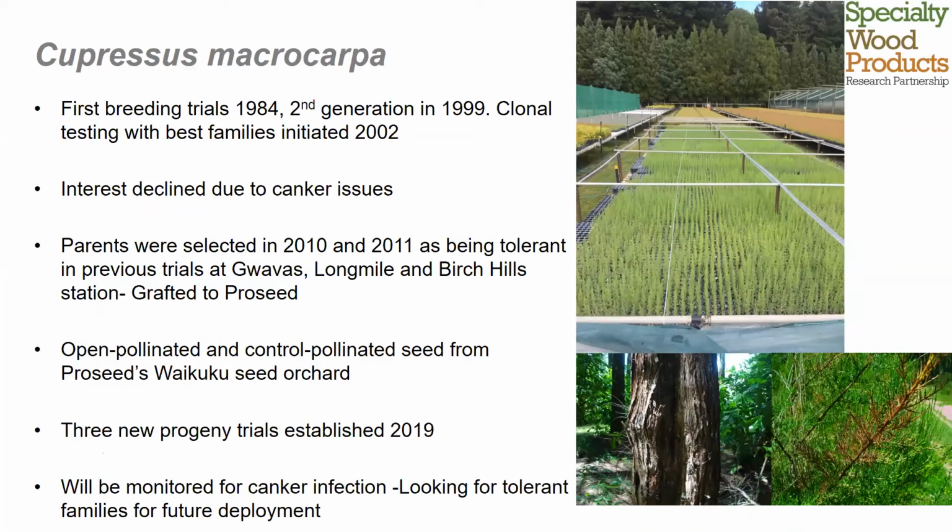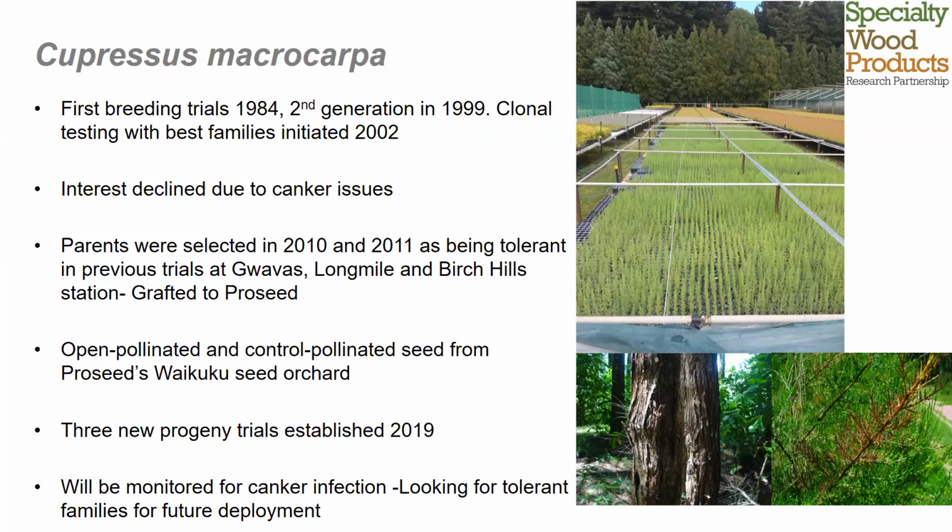Macrocarpa, similar story. Trials started in 1984 and the second generation in 1999. We also, similar to lusitanica, went down the clonal route and identified some good clones, but that's currently parked. Along the way, interest in the species declined as canker spread around the country. But what we did notice in some of our trials was we had some tolerant parents.